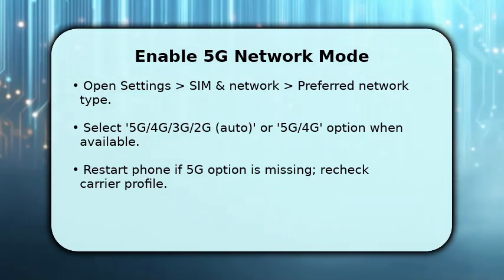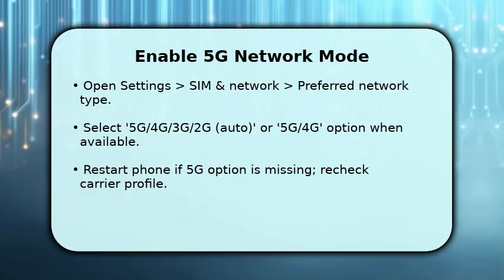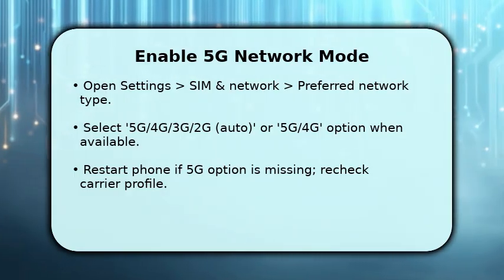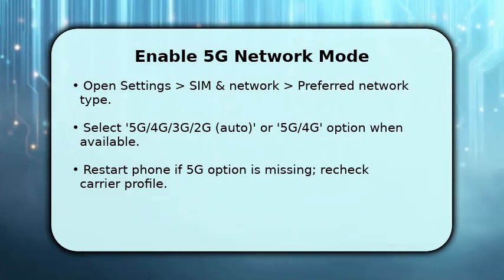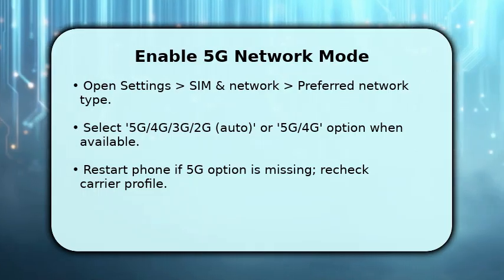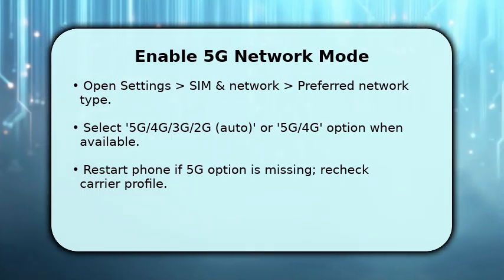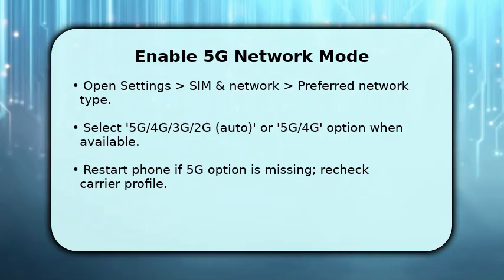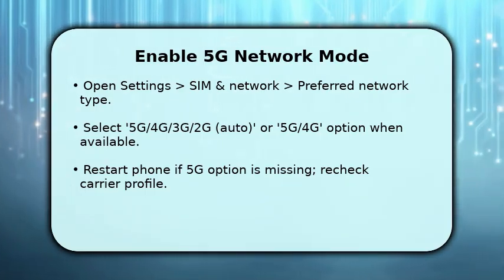Go to Settings, tap SIM and Network, choose your Jio SIM, and set preferred network type to a 5G-capable option, such as 5G/4G/3G/2G automatic. This instructs the modem to seek 5G cells where available.